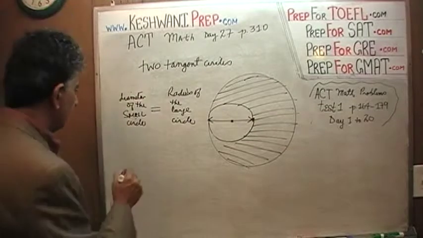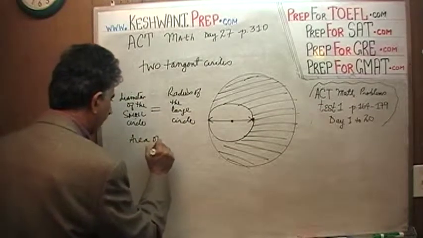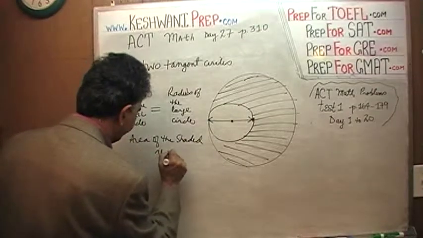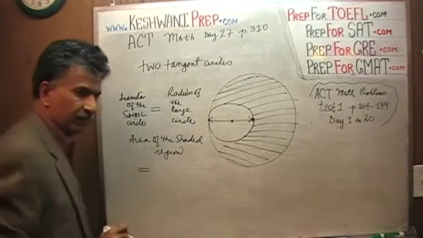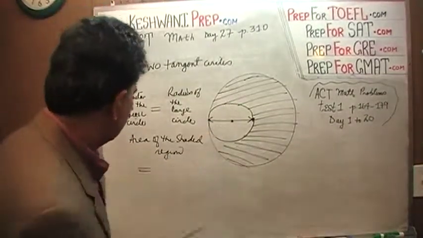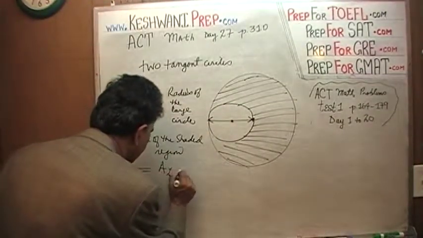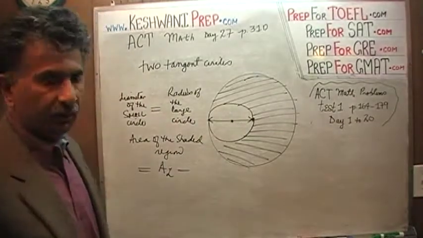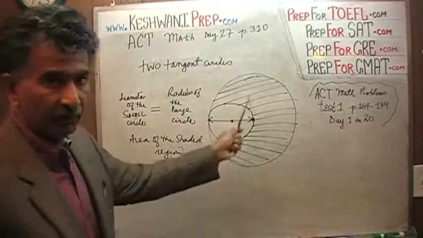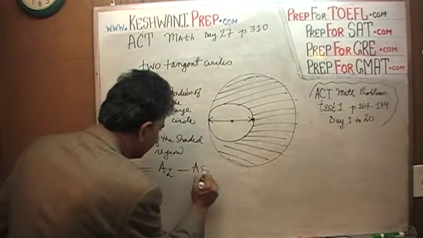Let's find out. Area of the shaded region is going to be very simple. Area of the shaded region is going to be simply the area of the large circle minus the area of the small circle. Once we take away the area of the small circle from the area of the large circle, what we are left with is the shaded region.